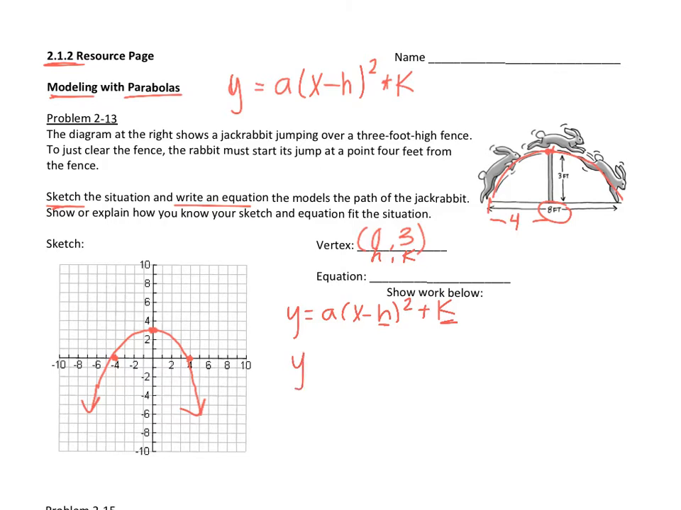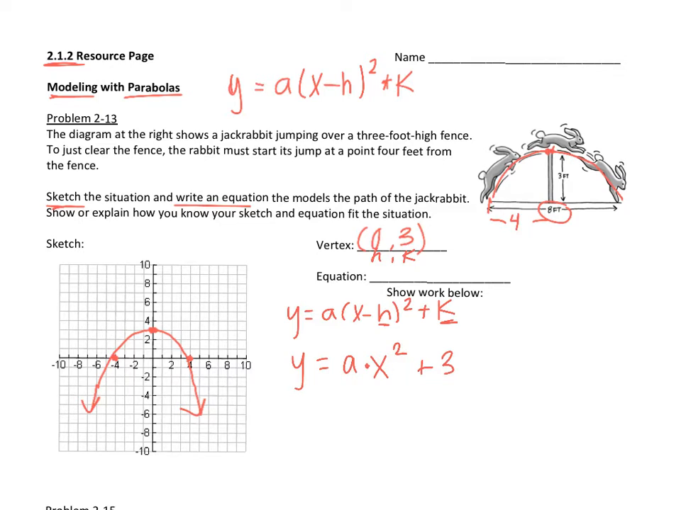Then we're one step closer to determining the final equation. So we've got y equals a times (x minus h) squared, which would be (x minus 0) squared, and x minus 0 is just x. You could write x minus 0 squared, but it's unnecessary. So I'm going to write y equals a times x squared plus k, which is 3.